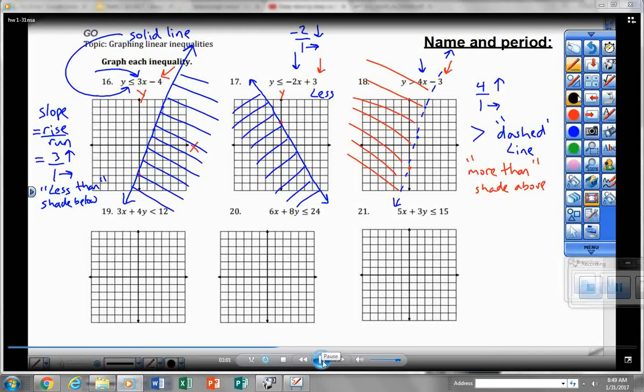These next problems, these are not solved for y, so I need to do the algebra to solve these for y first. So for 19, to solve that for y, I'm going to subtract that 3x term first from both sides of my inequality, just like I would be doing inverse operations for an equation.